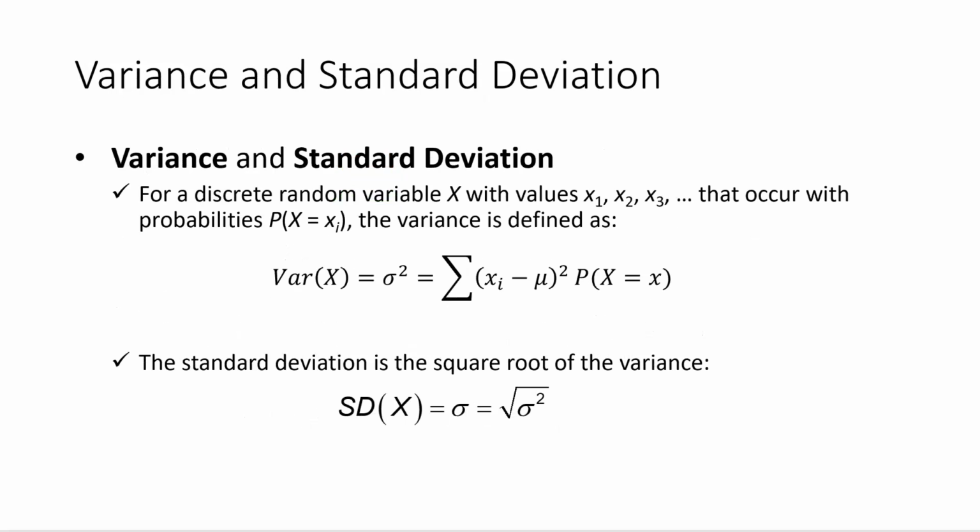To find the variance, we are going to use this formula here. We'll take each value, subtract the mean, square it, and multiply it by its probability. And to find the standard deviation, we'll square root that answer.